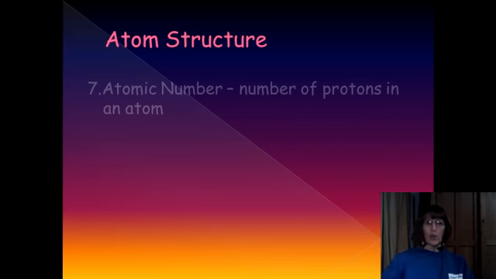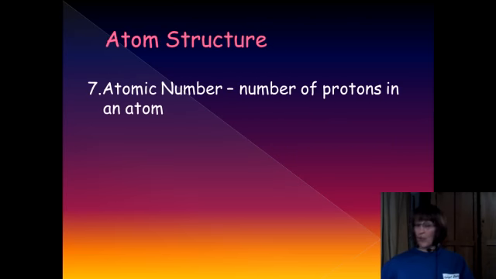All right, so we're looking at atomic structure, and you should be looking on page 2 of your notes, about the middle of the page, for number 7. Number 7 is the atomic number. We talked briefly about it in the last section. The atomic number refers to the number of protons in an atom.